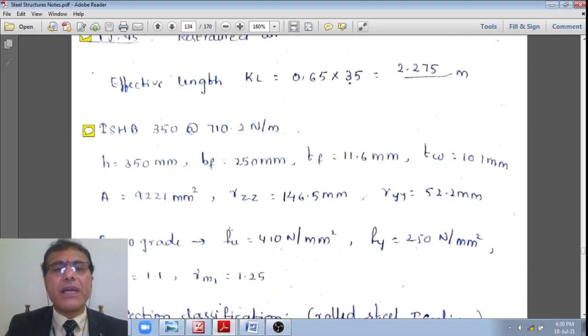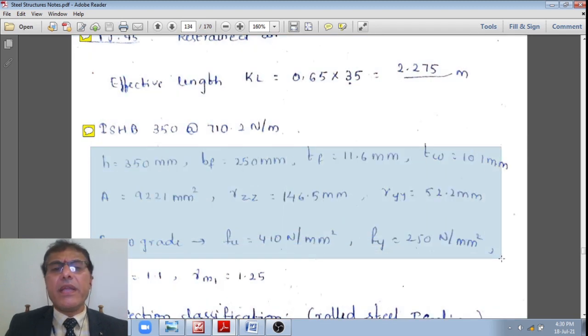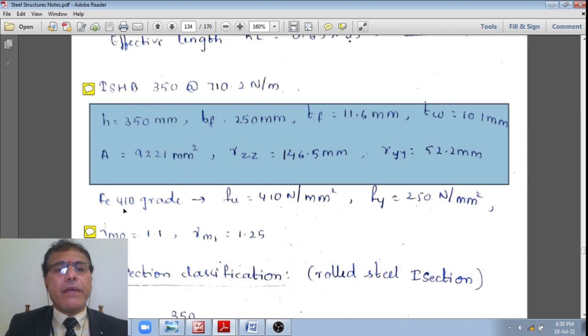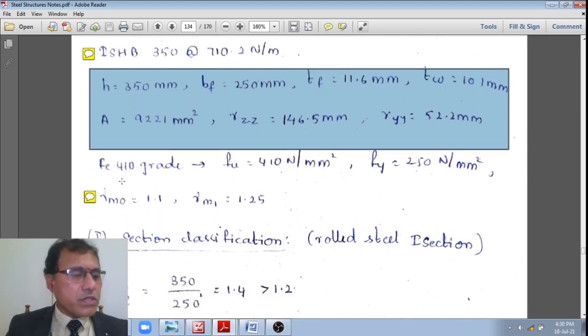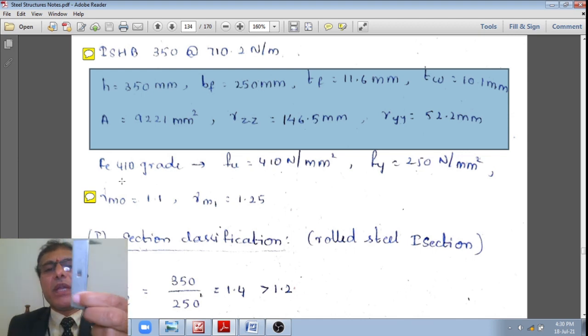I'm just recalling this data. I just copied and pasted here, right? This is how that data is recalled here. And what is also given is to use Fe 410 grade steel. Therefore, the ultimate strength of this steel is equal to 410 Newton per mm square, student, and Fy, the yield stress, is equal to 250 Newton per mm square.